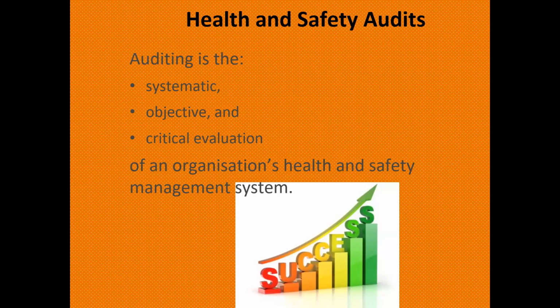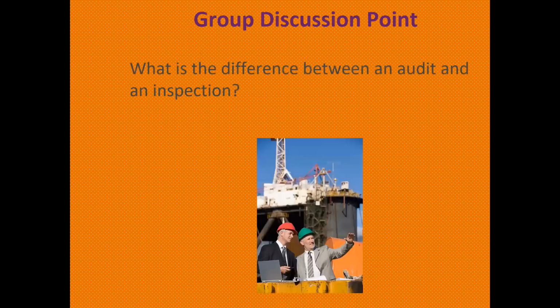Auditing is a systematic, objective and critical evaluation of an organization's health and safety management system. When we have a system, we can have an audit of that system, and in the audit we critically review the health and safety system, its implementation, and its documentation in the workplace.